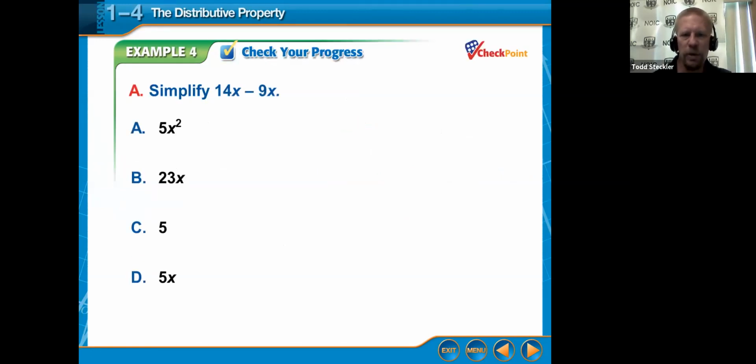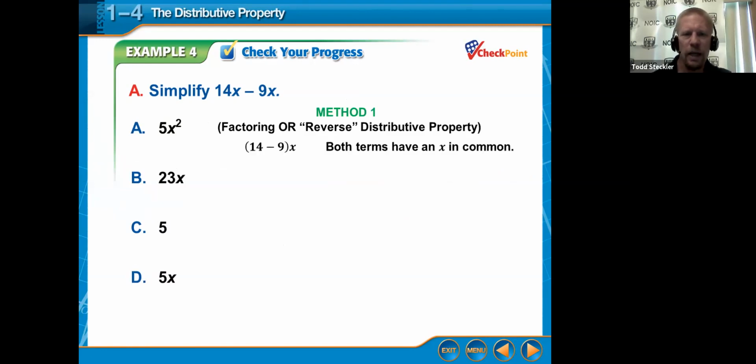Simplify 14x minus 9x. We're going to do this a couple different methods. Method 1, we'll call this one factoring, or if you will, it's like doing the reverse distributive property. We can see that these two terms, 14x and 9x, have an x in common. So what we're going to do with that x is factor it out on the right side.